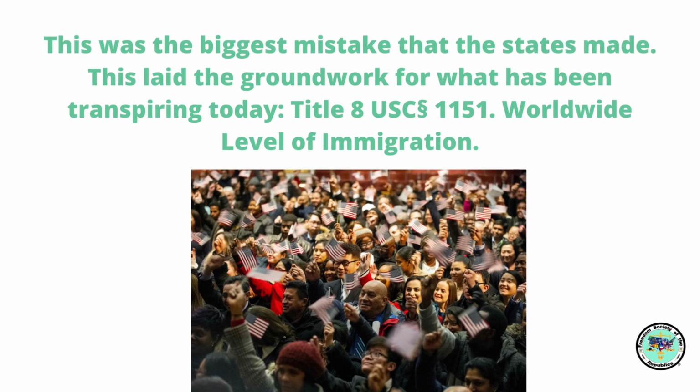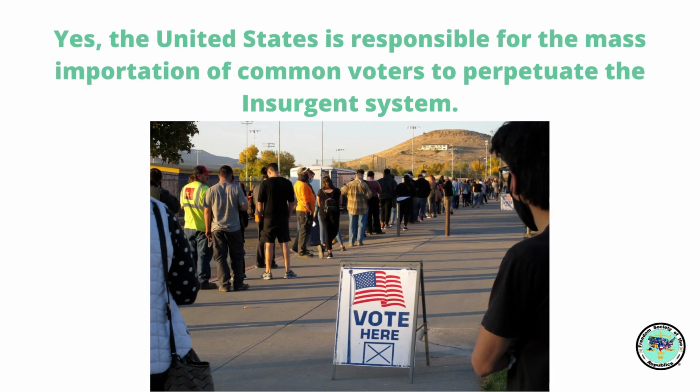This was the biggest mistake that the states made. This laid the groundwork for what has been transpiring today. Title 8, USC 1151, worldwide level of immigration. You guys really need to look that up. Yes, the United States is responsible for the mass importation of common voters to perpetuate the insurgent system.